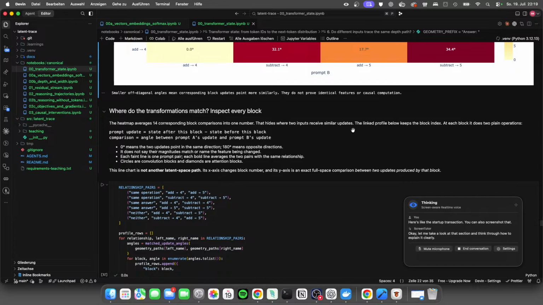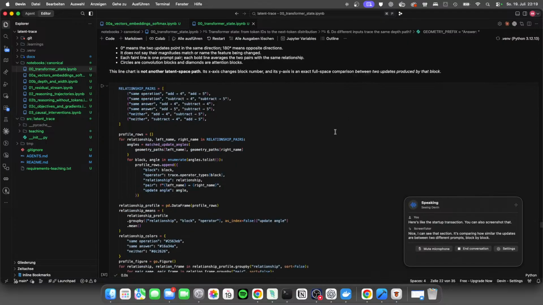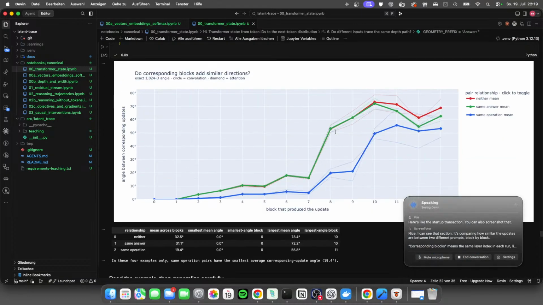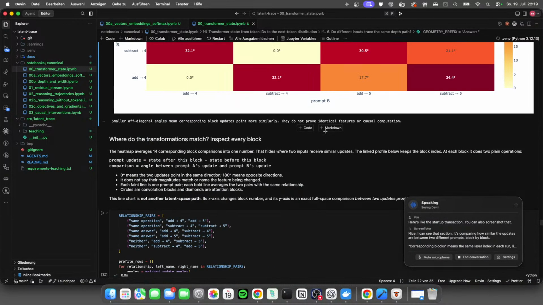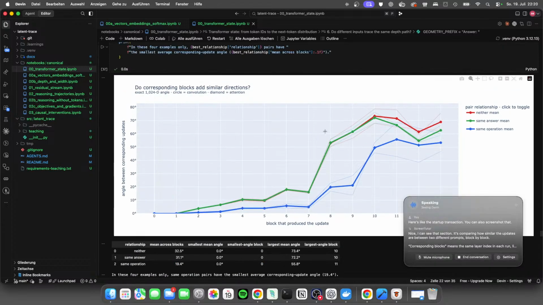Okay, let me take a look at that section and think through how to explain it clearly. Nice. I can see that section. It's comparing how similar the updates are between two different prompts, block by block. Corresponding blocks means the same layer index in each run, like block 3 in one prompt compared to block 3 in another. The metric is the angle between the update directions those blocks produce. Smaller angles mean the blocks push in similar directions. It doesn't prove they do the same computation, but it suggests that the model is using a similar kind of update at that depth for both prompts.